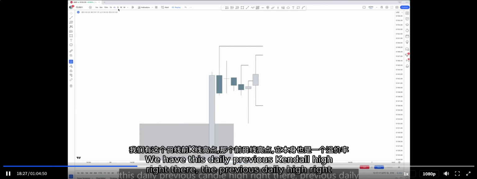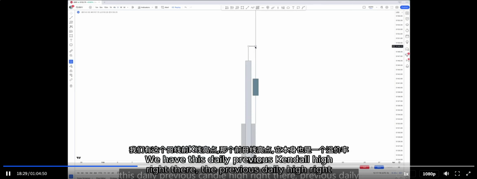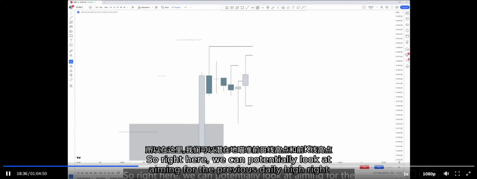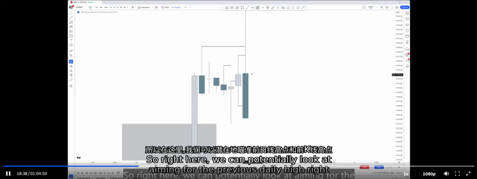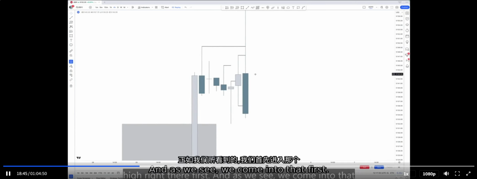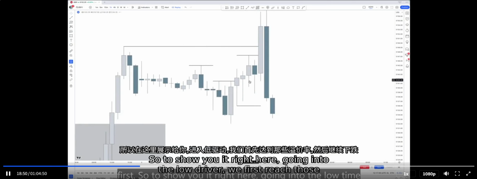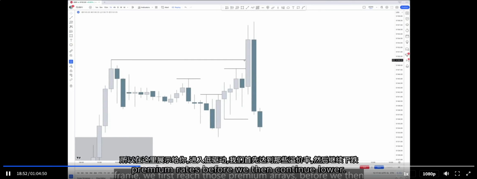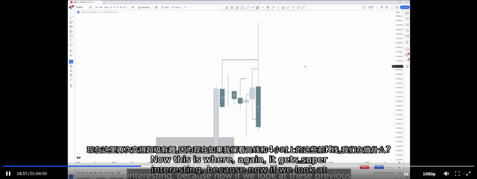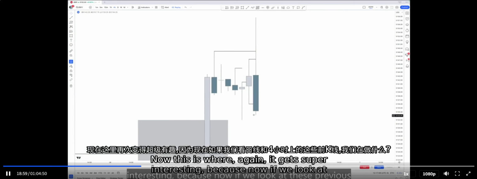We have this daily previous candle high right there, previous daily high right there, which is in itself also a premium array. So right here, we can potentially look at aiming for the previous daily high first and the previous candle high first. And as we see, we come into that first. To show you, going into the low time frame, we first reached those premium arrays before we then continued lower.